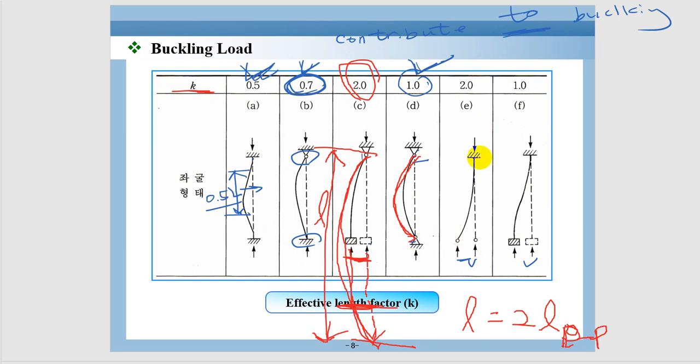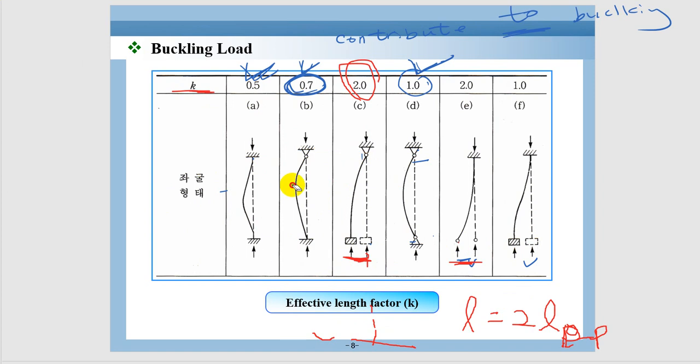In this case, fixed and laterally moved is 2 again, and this is 1. When you have fixed and laterally moved with a fixed, and this is pin, right? So in all cases there is a different effective length.